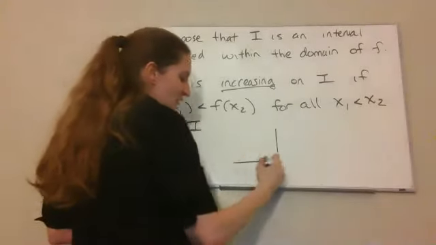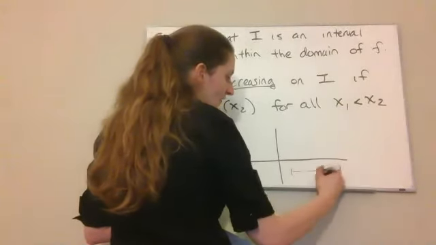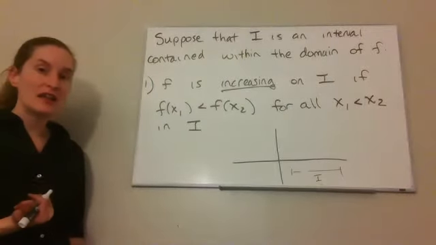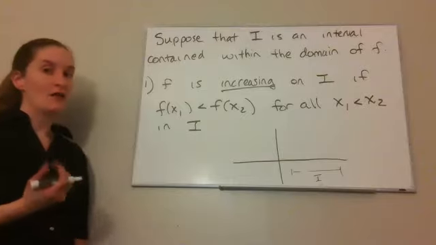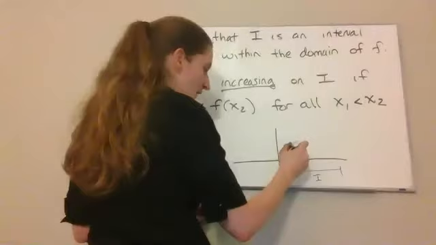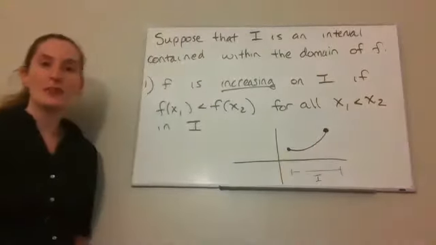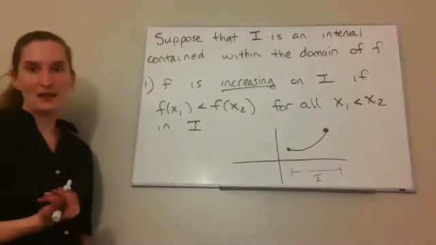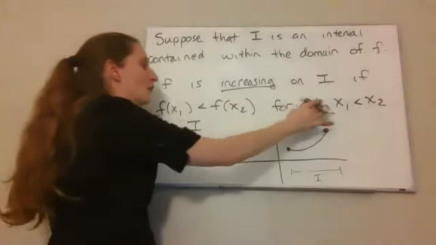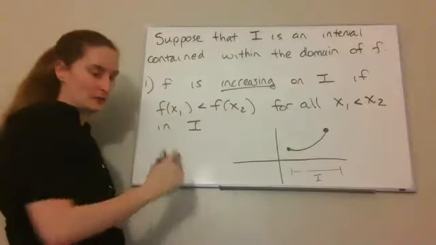So that's a technical sounding definition, but really, it's not that complicated. What this is saying is the graph of a function is increasing on the interval if when you read it from left to right, it goes up. So here's an example. On this interval I, my graph is going up from left to right, so it is increasing. That's what all of this is saying here. Going from left to right, my function increases, it gets bigger as I move.